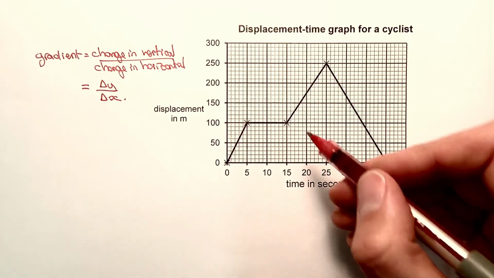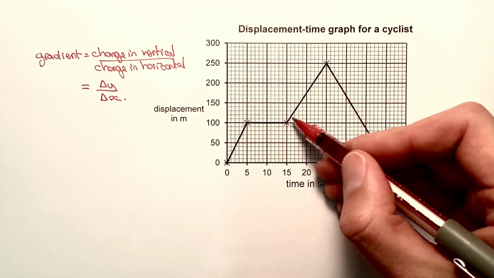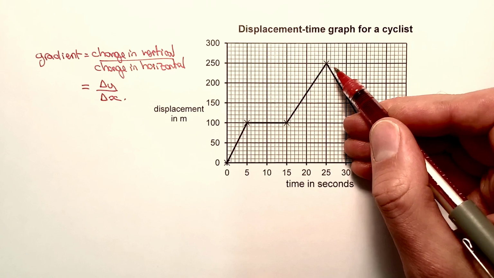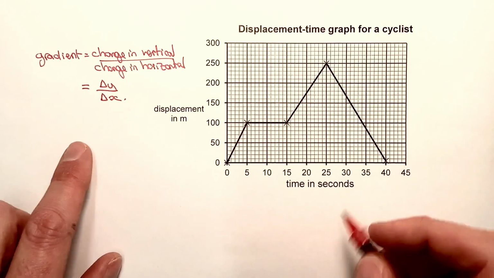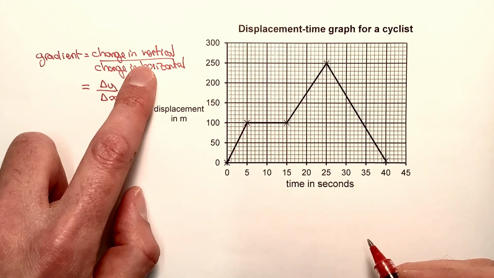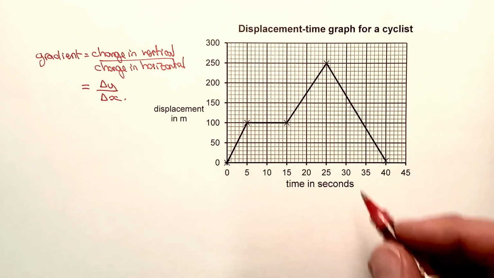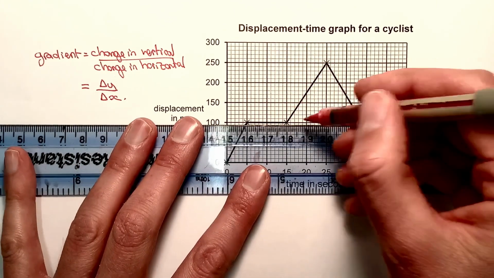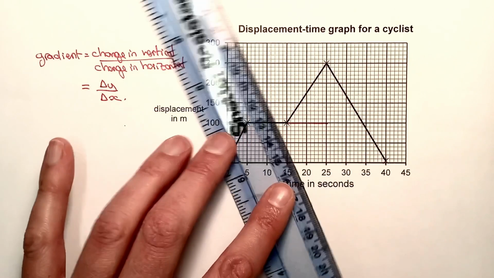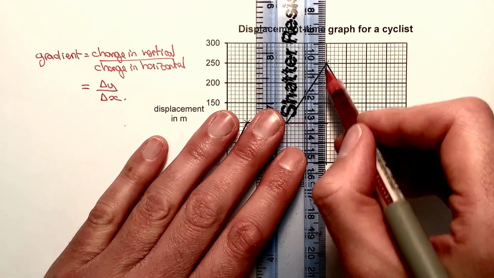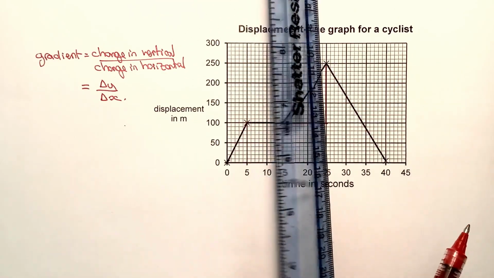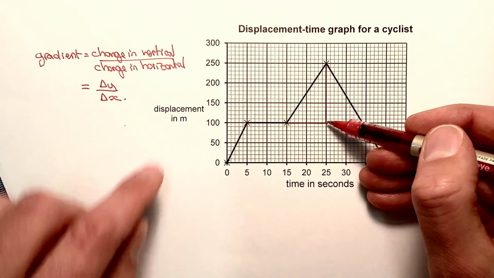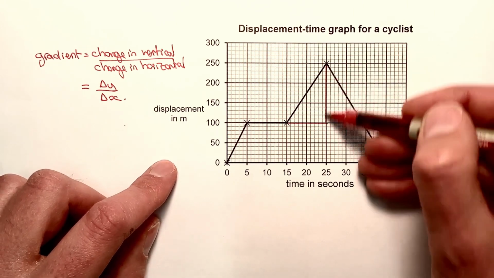In this video, we're going to look at how to find the gradient of this section of the graph from 15 to 25 seconds. Whenever finding the gradient, we need to do the change in the vertical divided by the change in the horizontal. And we want to draw in a large triangle for the part of the graph that we're trying to find the gradient for.